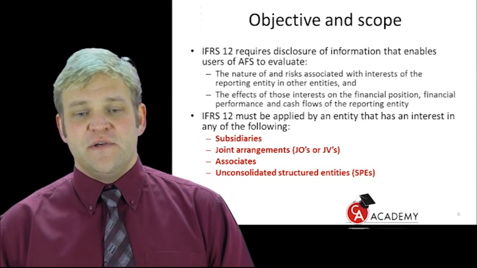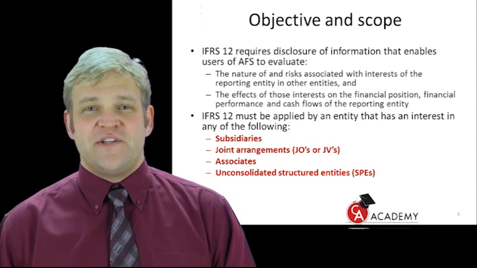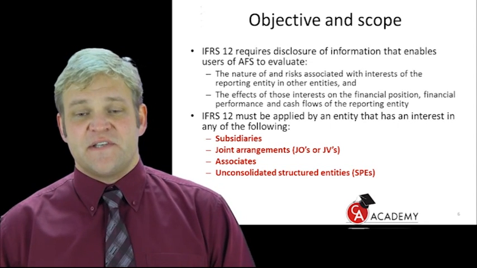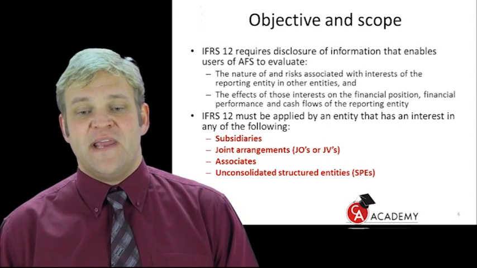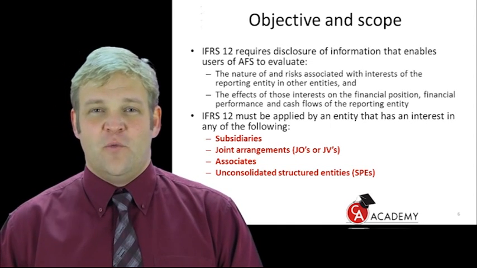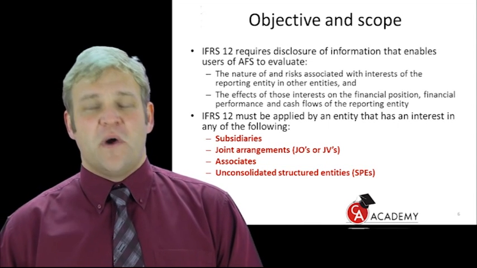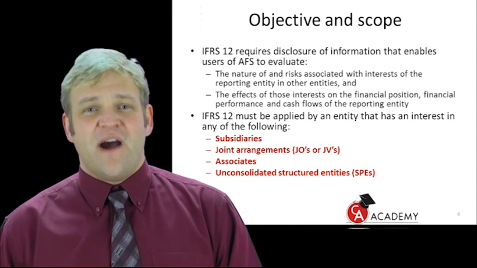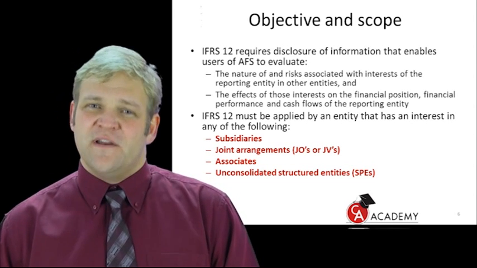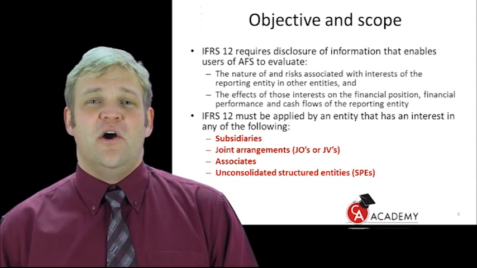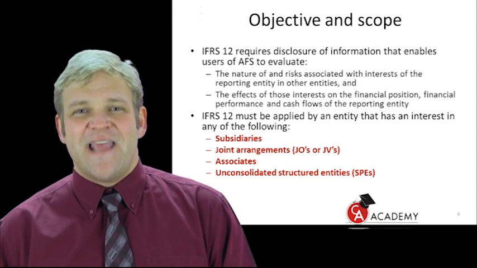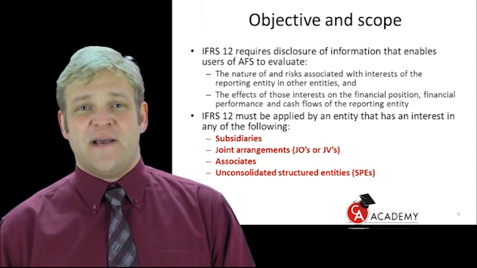If we move on to slide number 6, you can see there IFRS 12 requires disclosure of information that enables the users of the financial statements to evaluate two main areas. The first one is the nature of and risks associated with interests of the reporting entity in other entities. This basically gives the user an understanding of what investments you hold and what kind of relationship you have, being control, significant influence, joint control, all of those things, to give your user a better understanding of all the investments that this company has made.